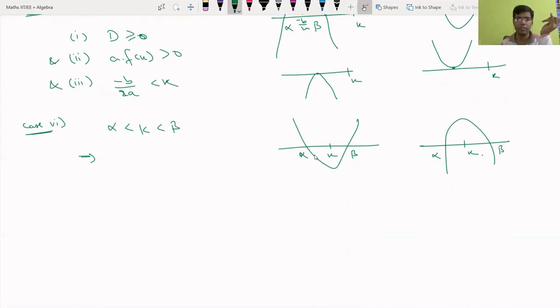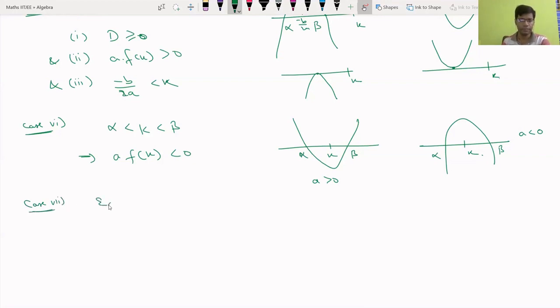Only thing I need to check is when my A is positive, my f of k is negative. And when A is negative, f of k is positive. So the product of A and f of k is always negative. So this is the only condition which I need to check, and that would be sufficient for me to get the desired thing. Okay, so these were the 6 cases. Now let's go to the next case.